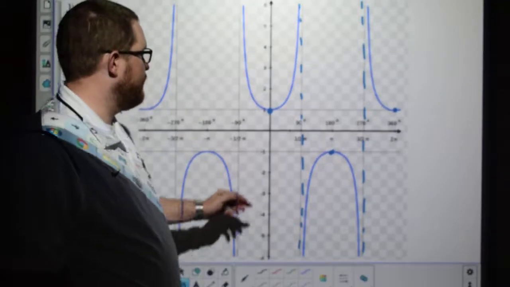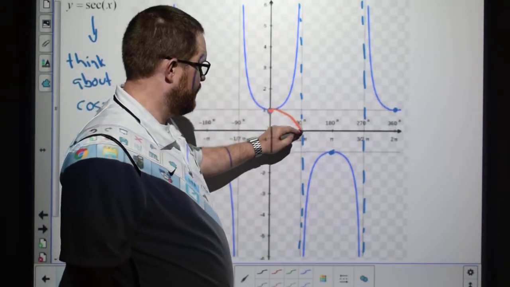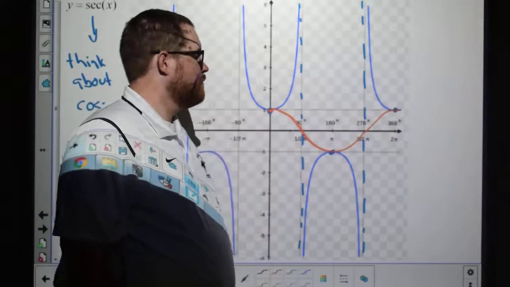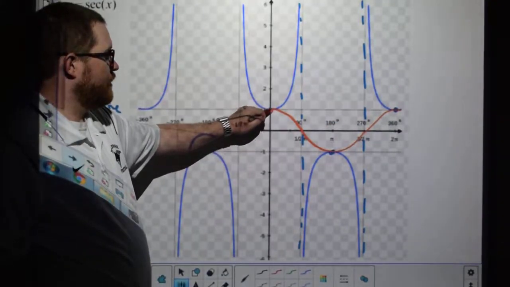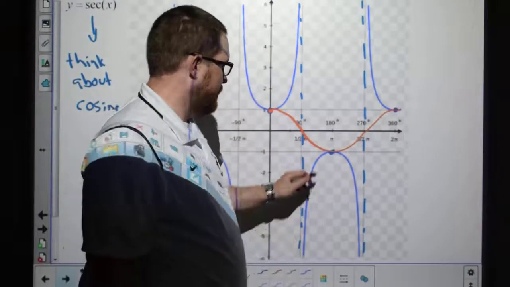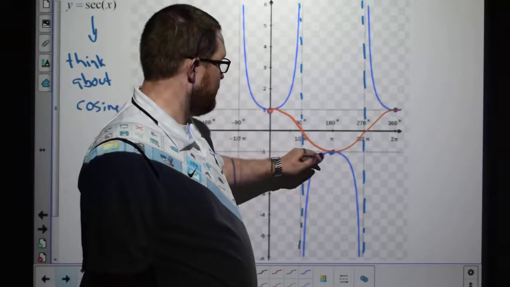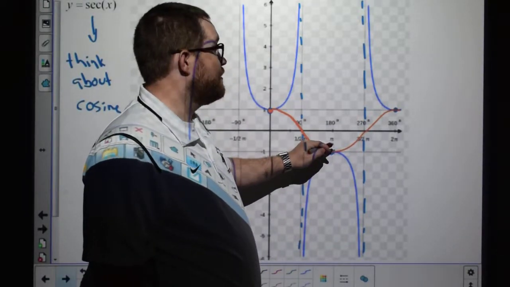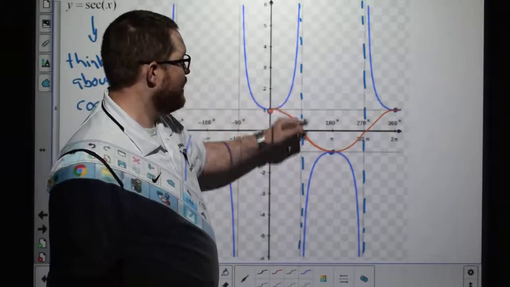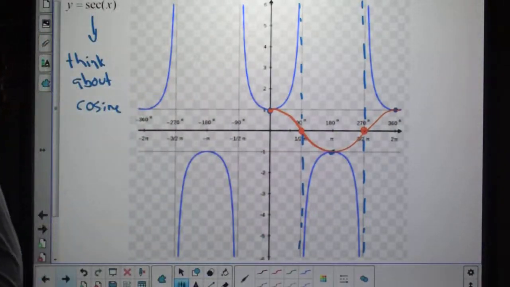What's the cosine graph look like? Well, it starts at 0, 1, goes here, and then here, and then here, and then here. So the top of the cosine graph is the bottom of the secant graph. The bottom of the cosine graph is the top of the secant graph. And look, the asymptotes are every place where the cosine graph hits 0.